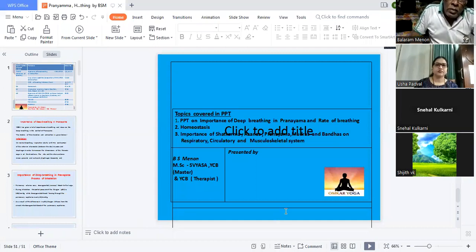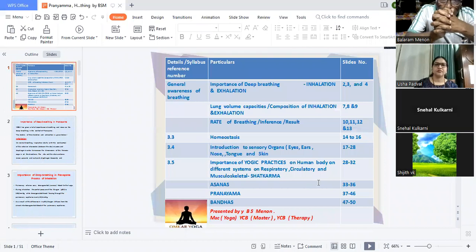Today we are starting with unit number 3, an extension of pranayama, an in-depth study of pranayama with regard to the respiratory system. Lung volume capacity is composed of inhalation and exhalation, rate of breathing, influence and result, homeostasis, introduction to sensory organs, importance of yogic practices.